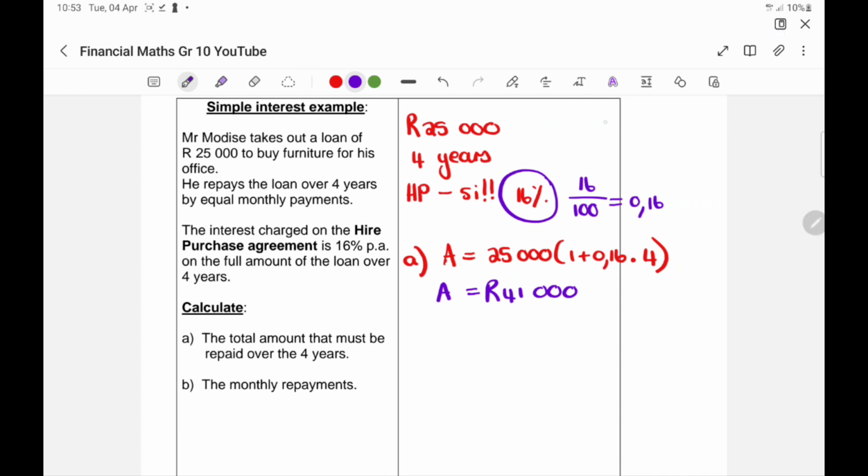Just please take note. If it was 8%, lots of you make the mistake and say it's 0.8. So rather put 8% in your calculator, 8 over 100, and see that it gives you 0.08.